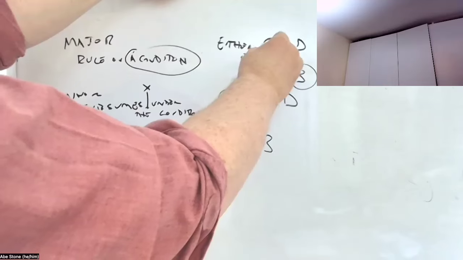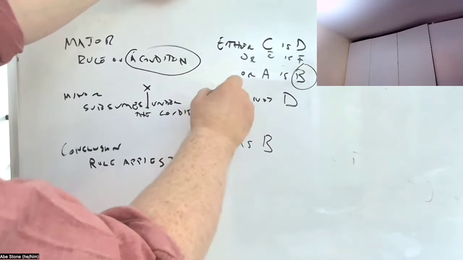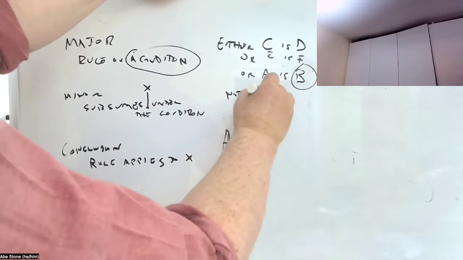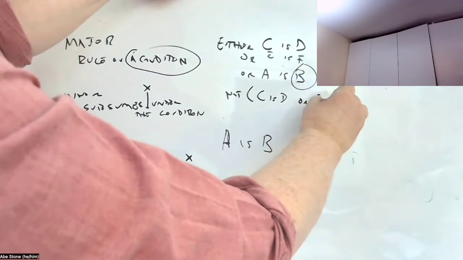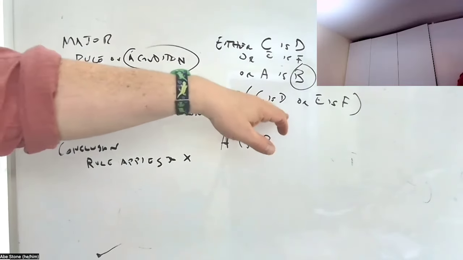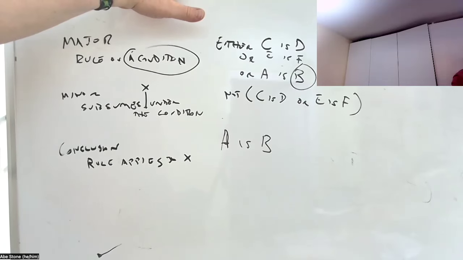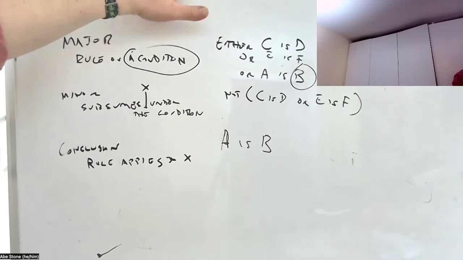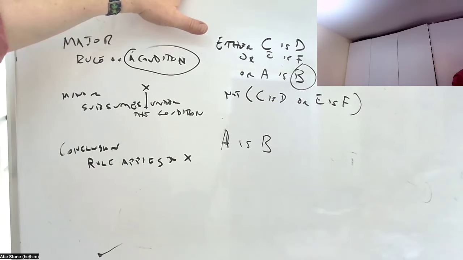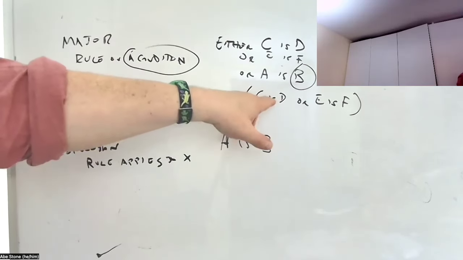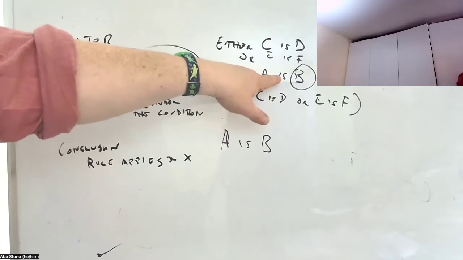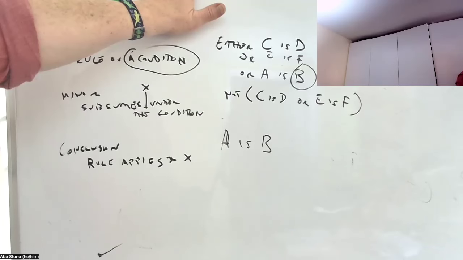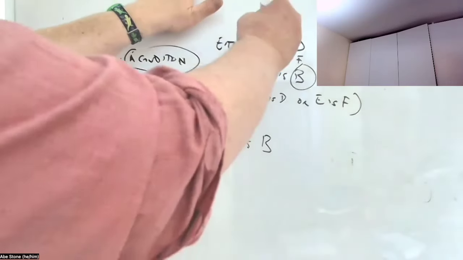Maybe it is better to add another one. So the minor premise will be: it's not true that either C is D or E is F. Although this is exclusive or, so that would be consistent with both being true. But oh no, we're saying they can't both be true. That was in the major premise. Okay, they can't both be true. So if it's not true that exactly one of these is true, it has to be true that A is B. So to speak, this is the condition.